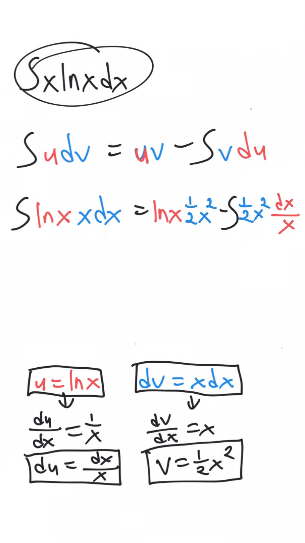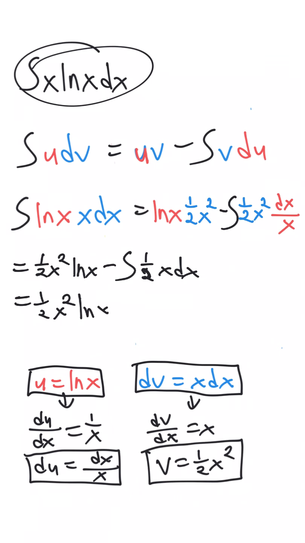I suspect it will. So we got 1/2 x squared natural log of x minus the integral of 1/2 x dx. Yes, we can handle this one, no problem. So the same as 1/2 x squared natural log of x minus, what was that, 1/4 x squared? Yes, that is. Plus c. Done.